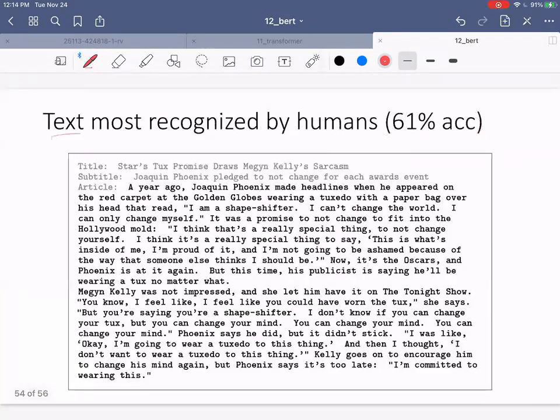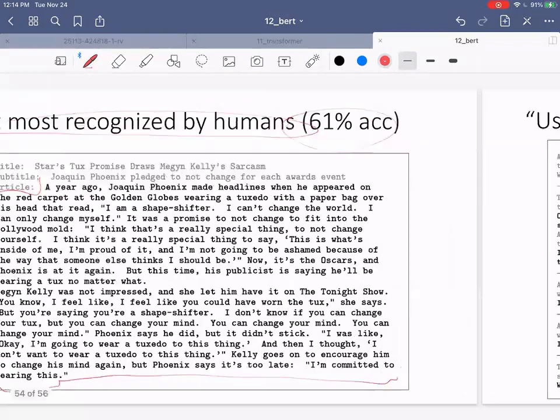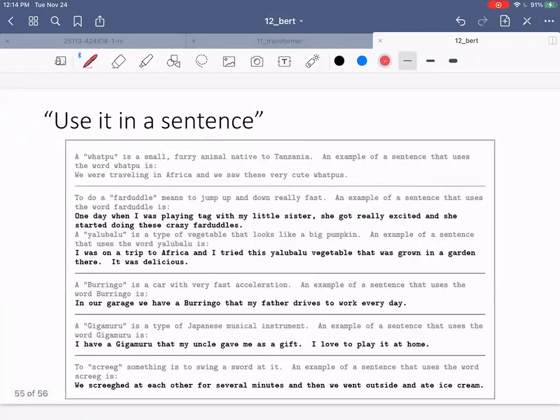So this is a text most recognized by humans. 61% of people were able to recognize that this much is a fake text. And you can see, I think this is still good though. You can take a look at this later. I've uploaded this material on Classroom. I think this is the most interesting example of what GPT-3 can do.